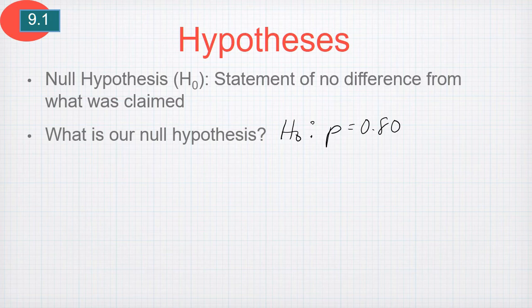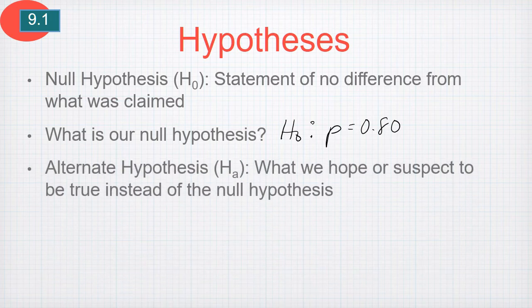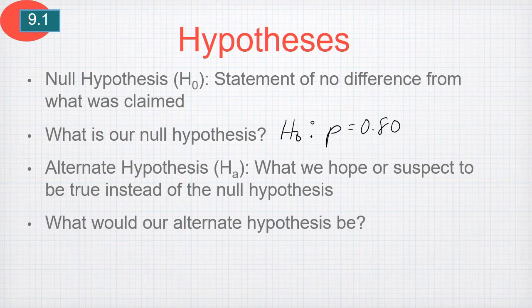There's also something called the alternate hypothesis, or H sub A. This is what we hope or suspect to be true instead of the null hypothesis. Okay, and in this particular case, what would our alternate hypothesis be? Well, we don't have a specific number, but we were doubting her abilities. So we would say, okay, I think it's going to be less than 0.80.